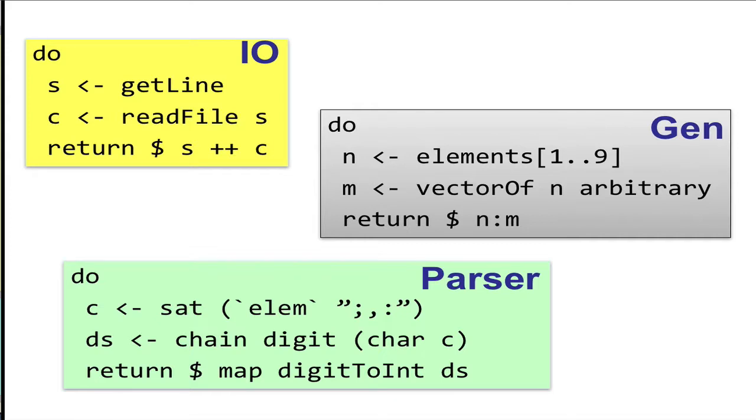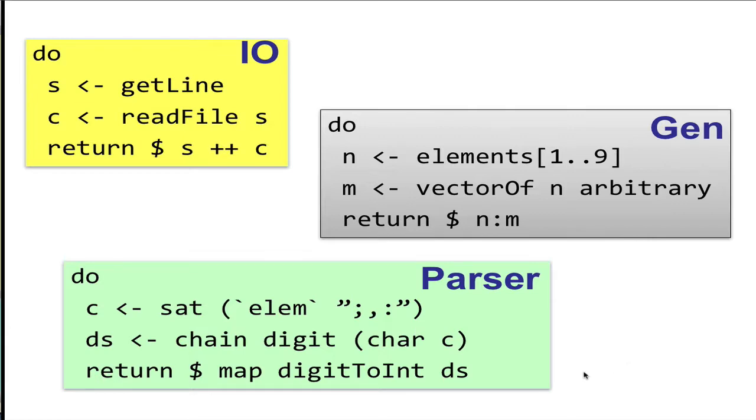So now we've been able to add one more kind of instruction to our family of instructions that we've seen: IO, Gen, and now Parser. So a Parser for an A is an instruction for parsing an A, may or may not fail, and it's run by using the function parse. And there's some more examples of, I don't know exactly what that does, but anyway, something of that type.